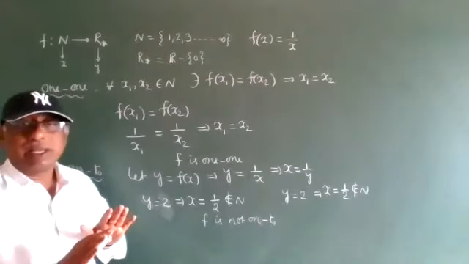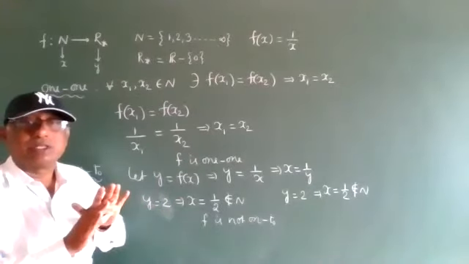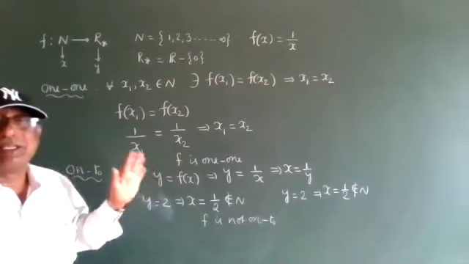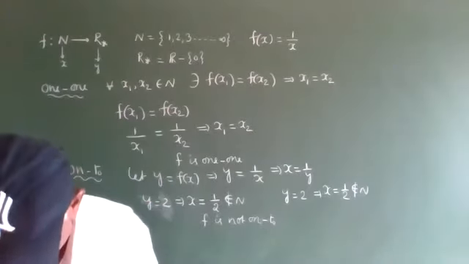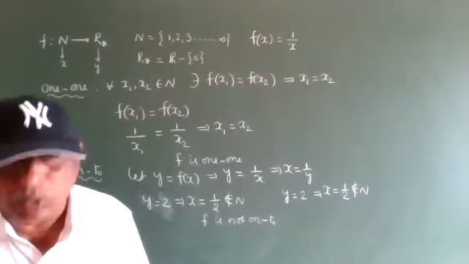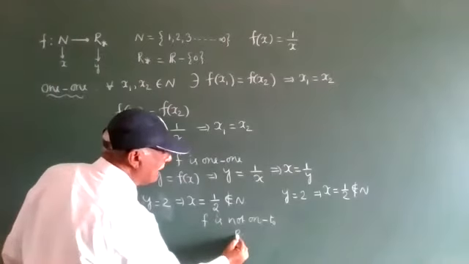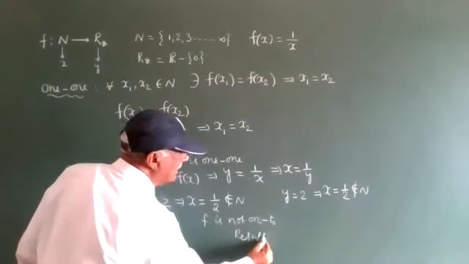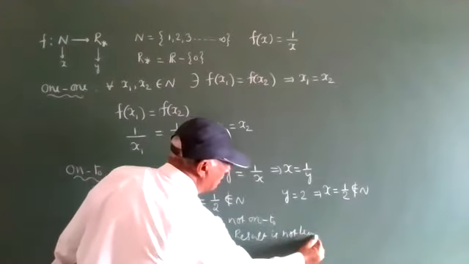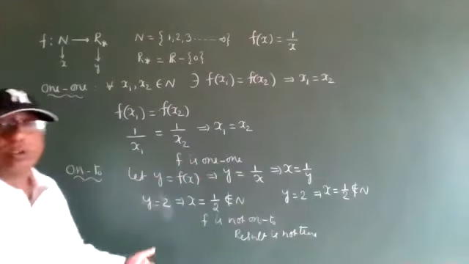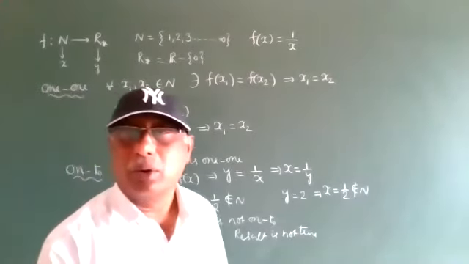The relation is one-one but not onto, so the result is not true. He is asking whether the result is true or not. The result is not true. Simply write down no.